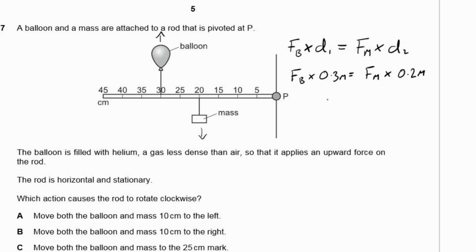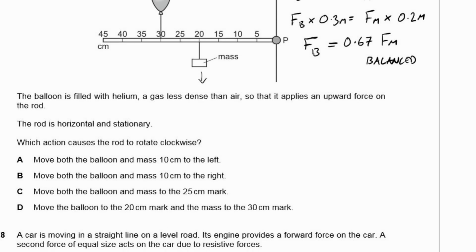Okay, I'm going to divide both sides by 0.3. So it's balancing as long as the force from the balloon is 0.2 over 0.3, that's 0.67 times the force from the mass. Alright, so this tells us when it's balanced. Now, let's look at the options we're being given here. Okay, it wants to know what actions will cause the rod to rotate clockwise.